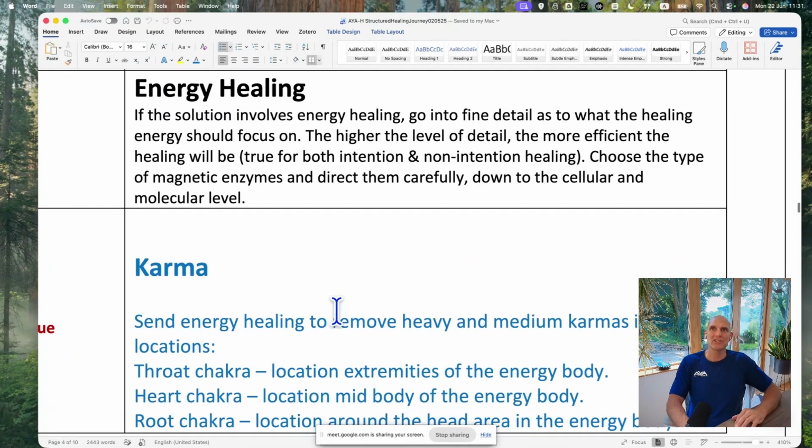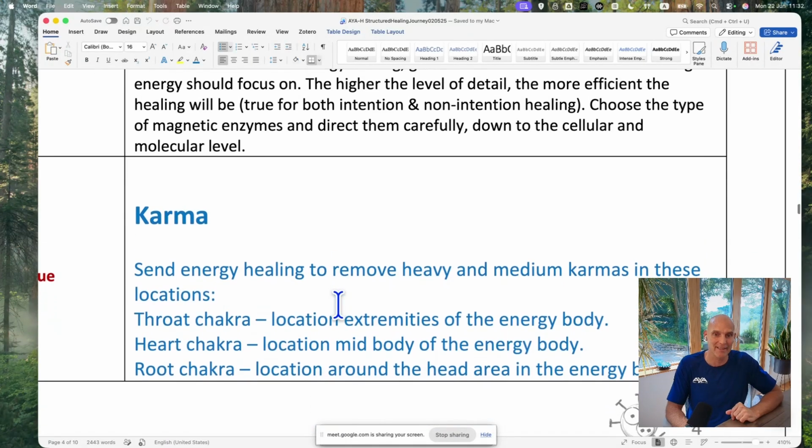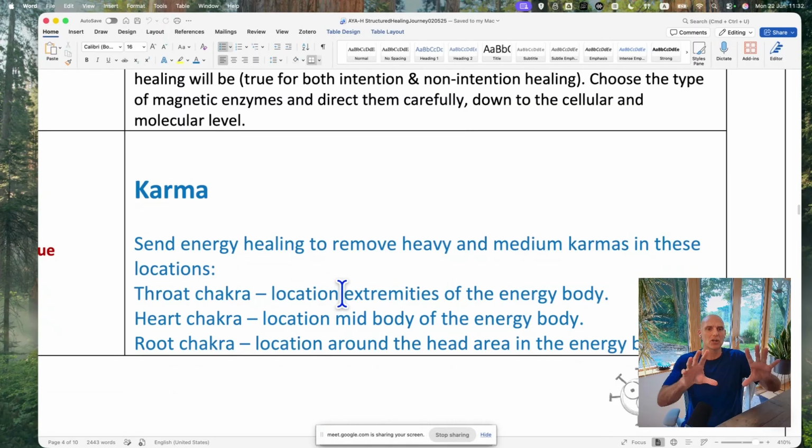So for the energy healing bit, what we want to do is we want to take the list of problems and decide which of them we can do something about with energy healing. And that's usually almost everything, or let's say everything is possible. Whether it actually works out or not, that's different, but everything is possible. So it's quite easy to actually just copy and paste your list of problems into this section and then work on what energy healing you're going to send.